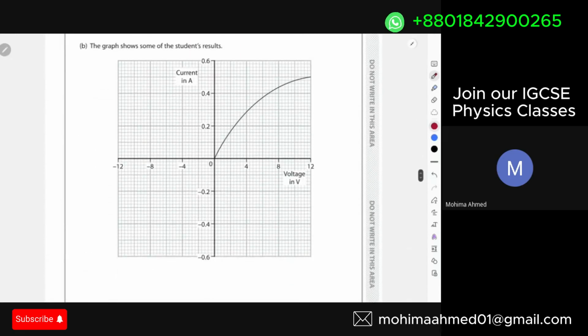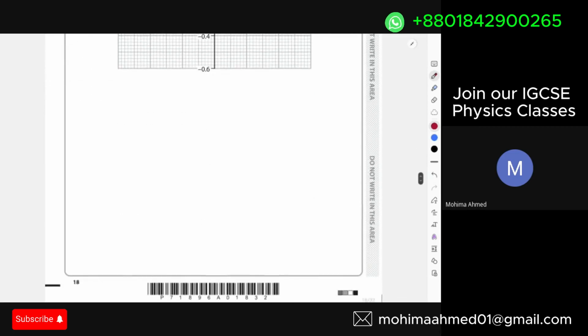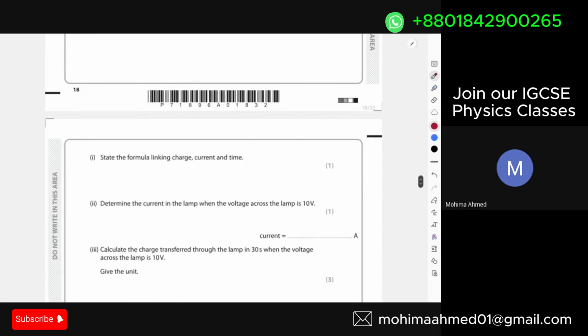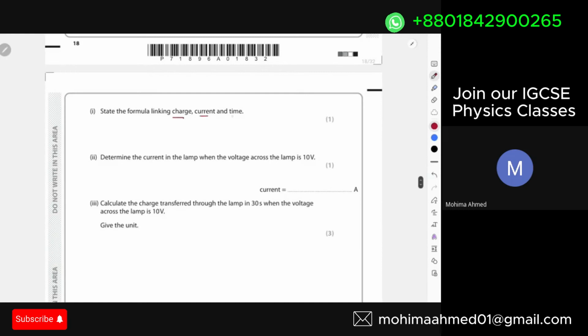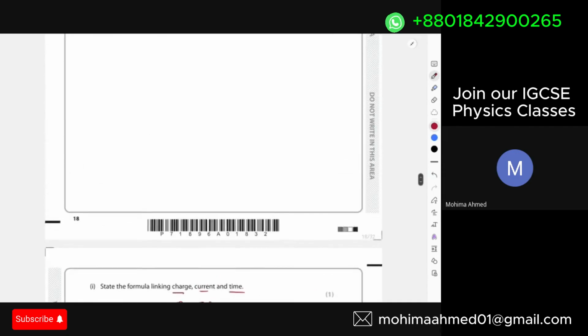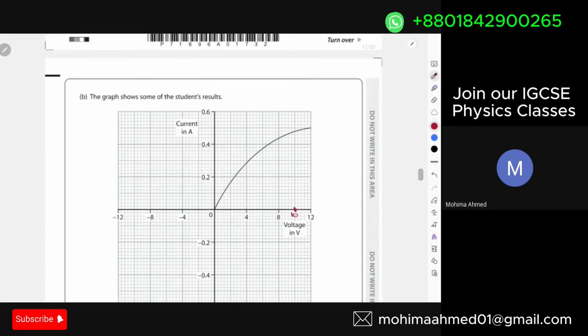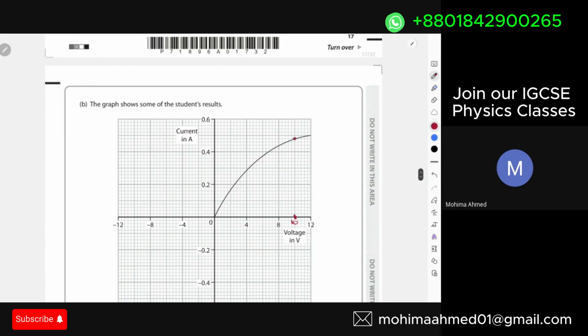Now, if we move over here, maybe we're supposed to carry on with the graph shape, but let's see. The first thing they're asking, this equation: charge, current, and time, right? This is just charge equals current multiplied with time. And then they're asking to find the value of the current in the lamp when the voltage across the lamp is 10 volt. If the voltage across the lamp is 10 volt, then this is 10, right? 4, 6, 8, 10. If this is 10, then at this point you get here.